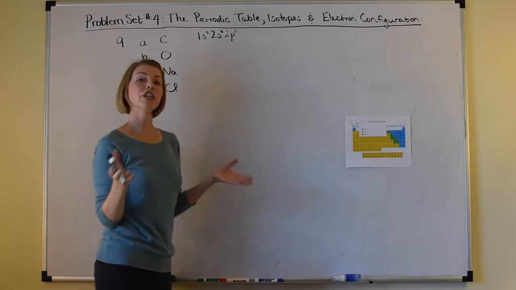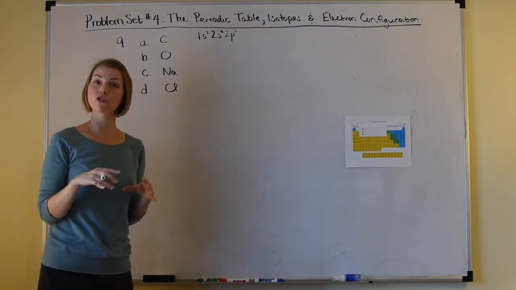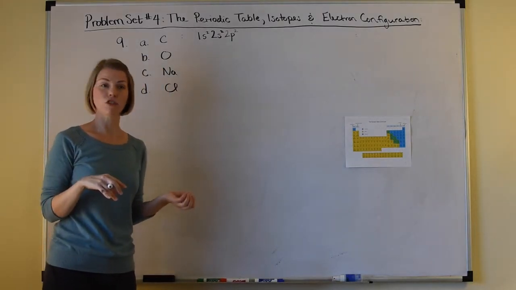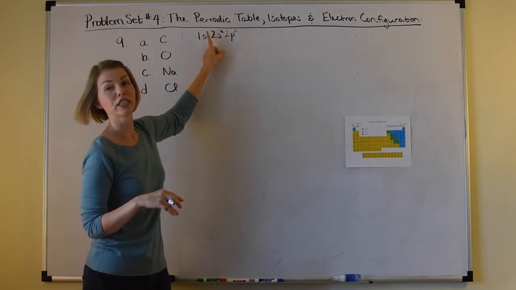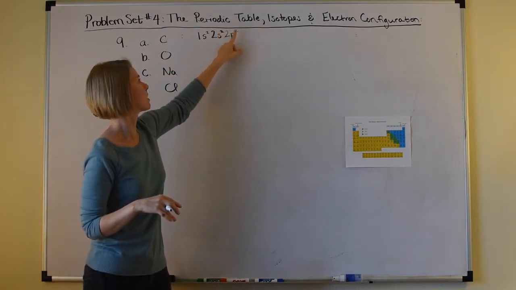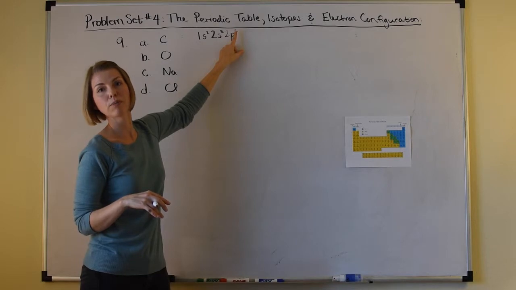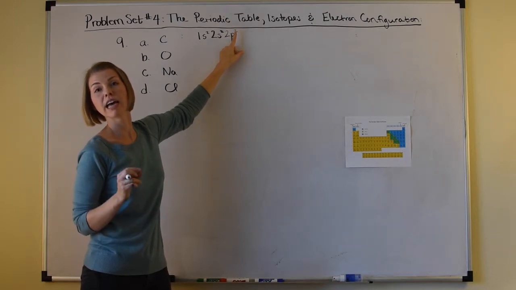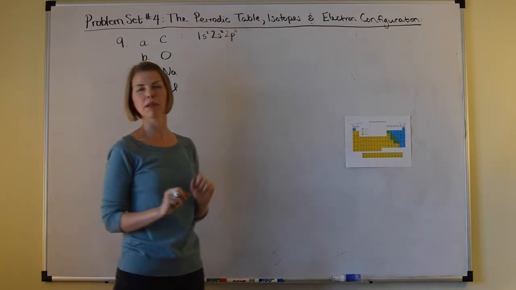Okay, so you can always check your work here. Carbon, if it's a neutral atom, has 6 electrons. So we should be accounting for 6 electrons, 2, 4, 6. Remember that the superscripts represent how many electrons are in that particular energy level, sublevel.